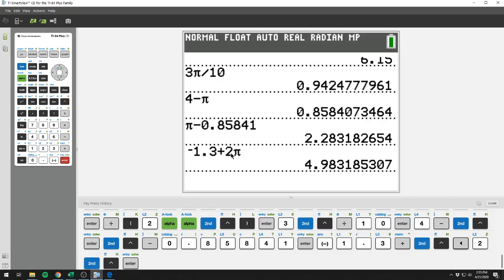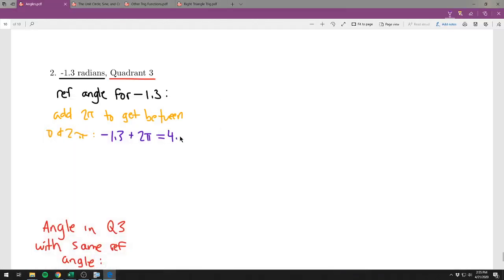And once again, round too far. However far it says to round your final answer, just round that too far. We get 4.98319. This is between 0 and 2 pi. Let me not use that red color because I'm using it for the other part.